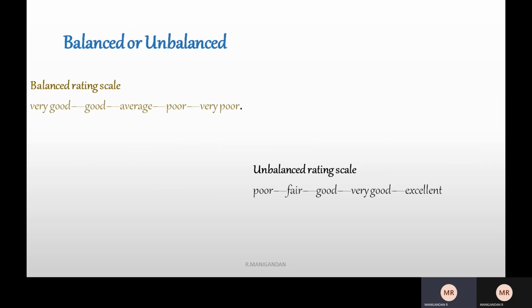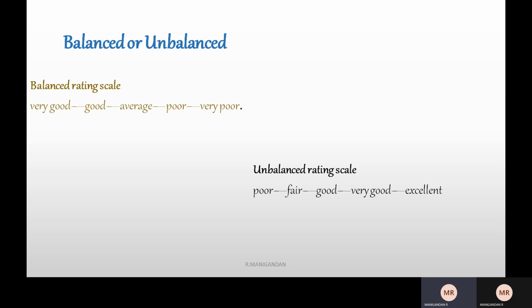And balanced or unbalanced. Here balanced means the 5-point Likert scale, which is a balanced rating scale: very good, good, average, poor, very poor. Most researchers use the balanced rating scale. And an unbalanced rating scale means poor, fair, good, very good, excellent. This is called the unbalanced rating scale. So you can see the variations.